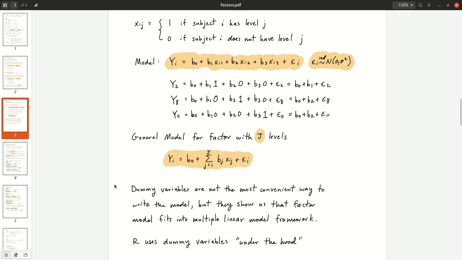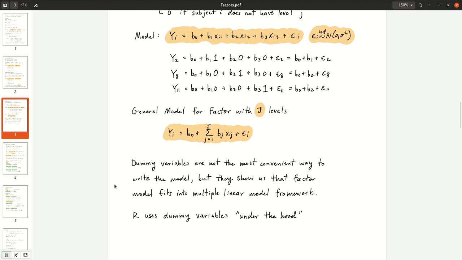It's not the most convenient way to write the model, but it does demonstrate to us that the factor model, even though it looks a little bit weird when you first write it down, does fit into our multiple linear model framework. That means we can use all of the techniques and estimation methods that we developed for multiple linear models and apply them to these factor models. It's also important to understand that what R is doing, quote, under the hood, is using dummy variables to estimate models with factors.